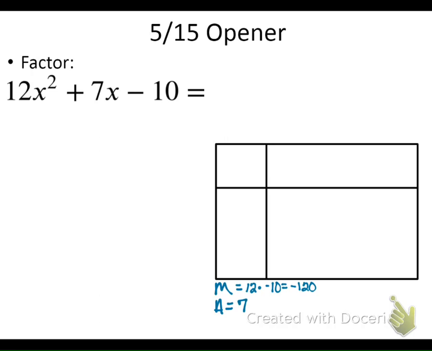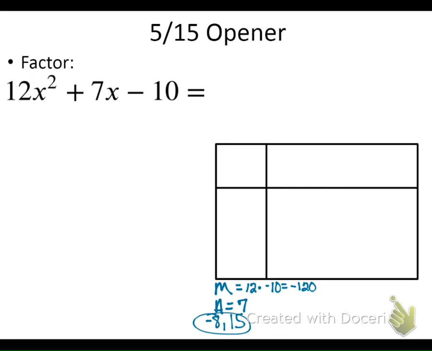Because my M is a negative and my A is a positive, when I go to look on my factor sheet for 120, the smaller factor is going to be a negative. So which of those factors for 120, when you add together, will equal a positive 7, but multiply together to get a negative 120? That's going to be 8 and negative 15. Well, think about that. If our M is a negative, our A is a positive, so our smaller number has to be a negative.